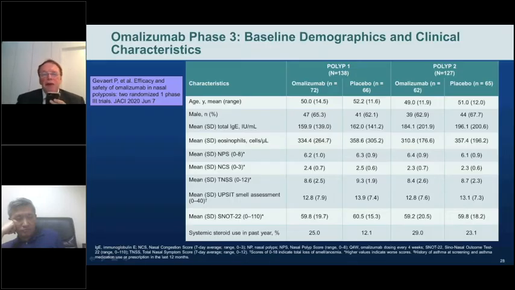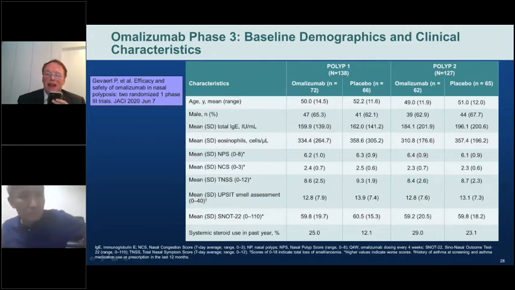There's another monoclonal antibody, omalizumab, which we all know very well from treatment of asthma and chronic urticaria. And also for that drug, there was a trial, Polyp 1 and Polyp 2, with fewer patients, nearly 300 patients in these two groups, again showing the proof of principle that anti-IgE is working in these patients with CRS with nasal polyps.